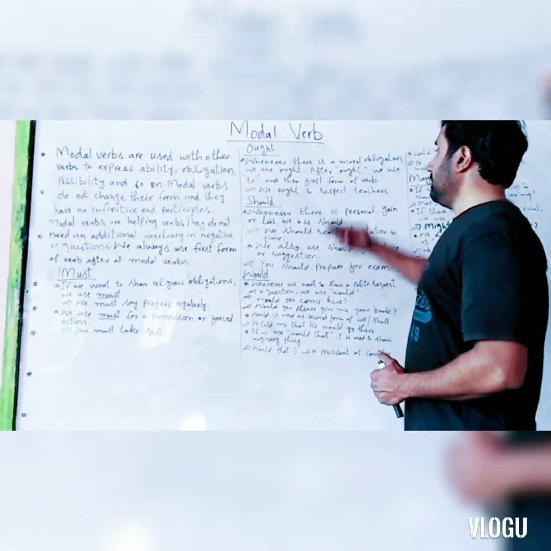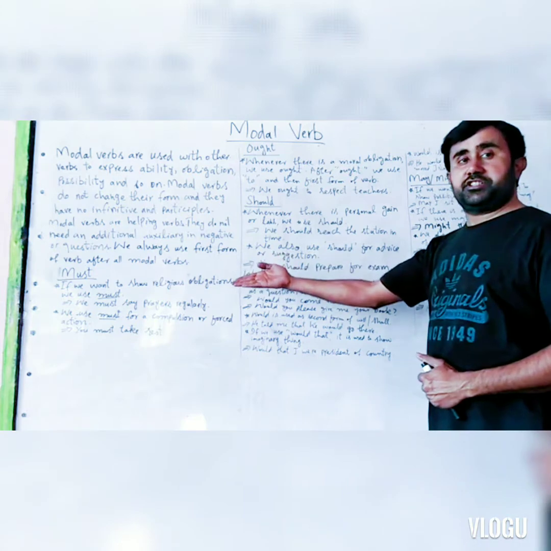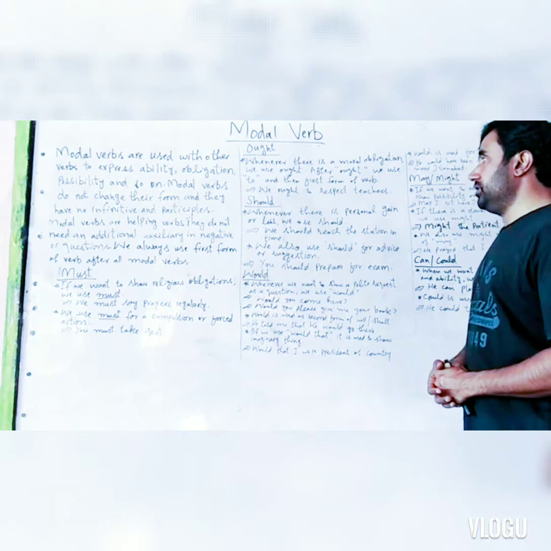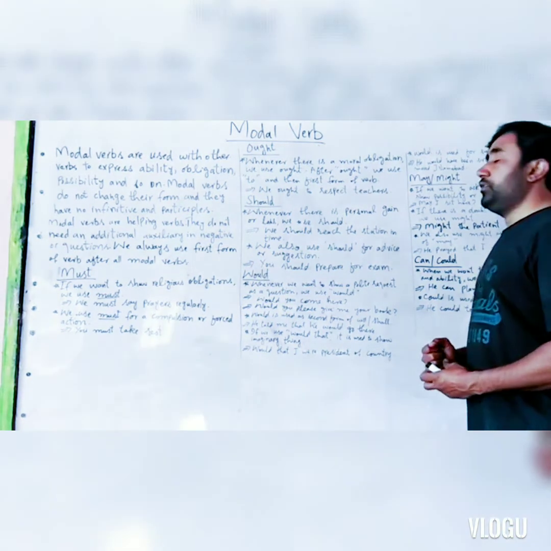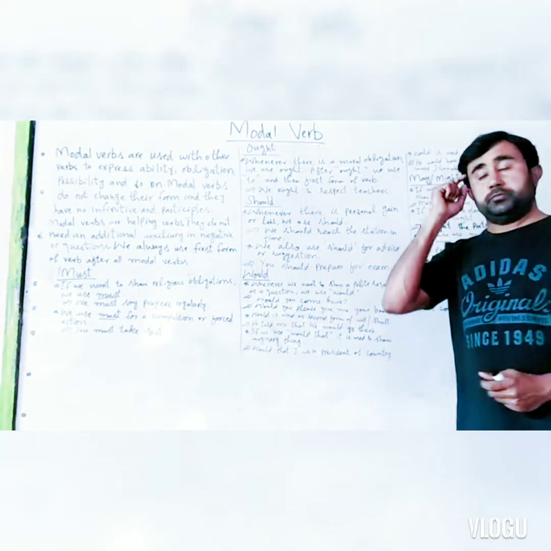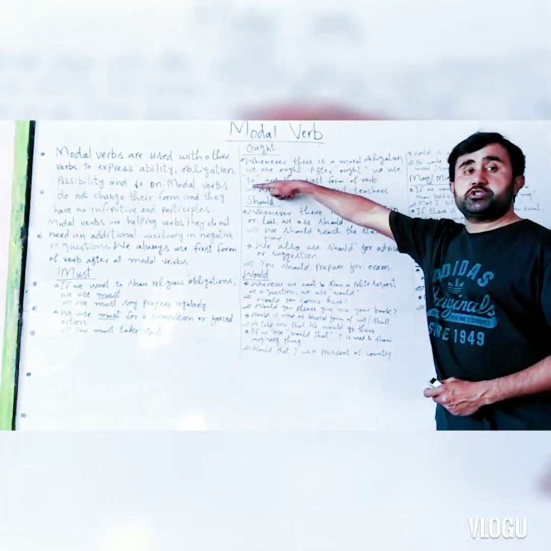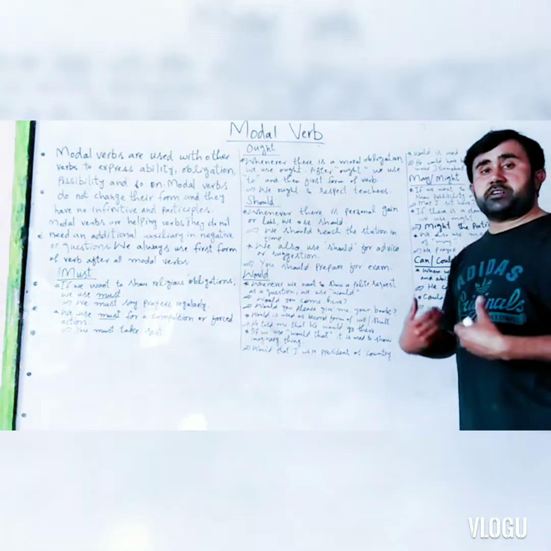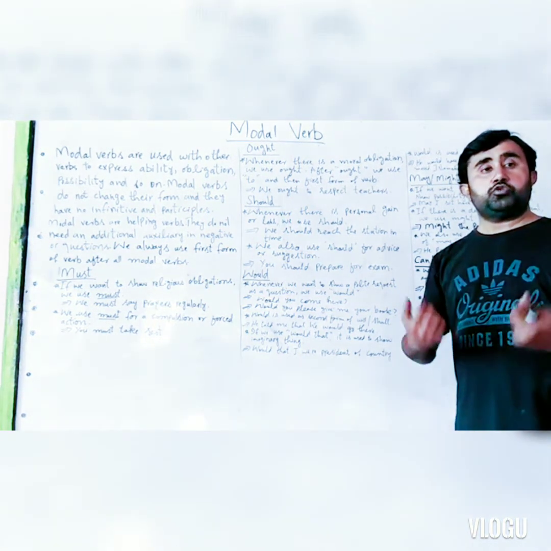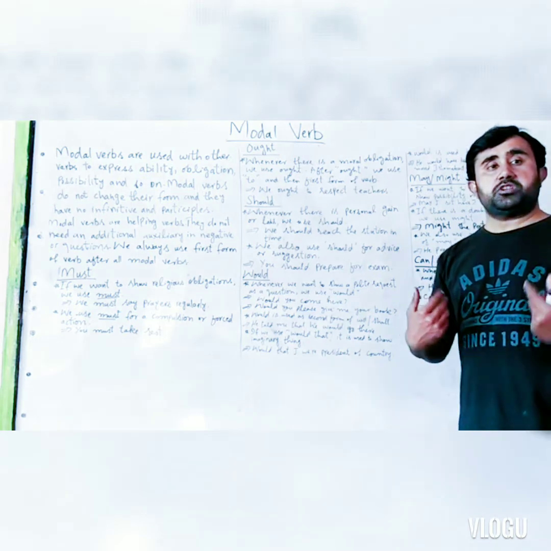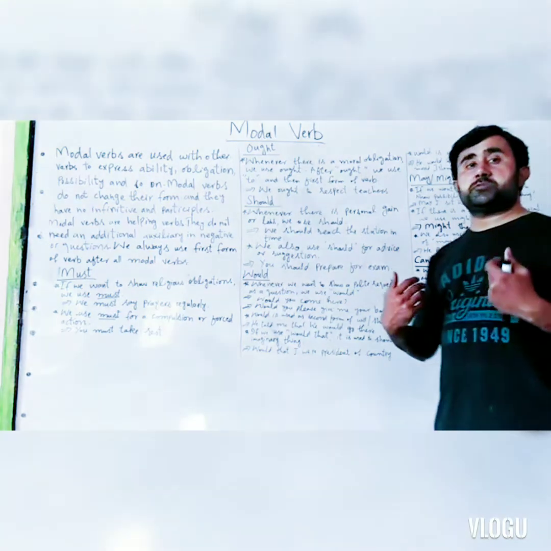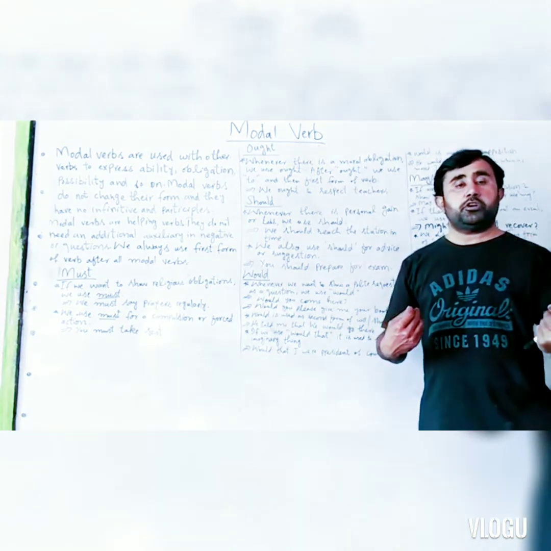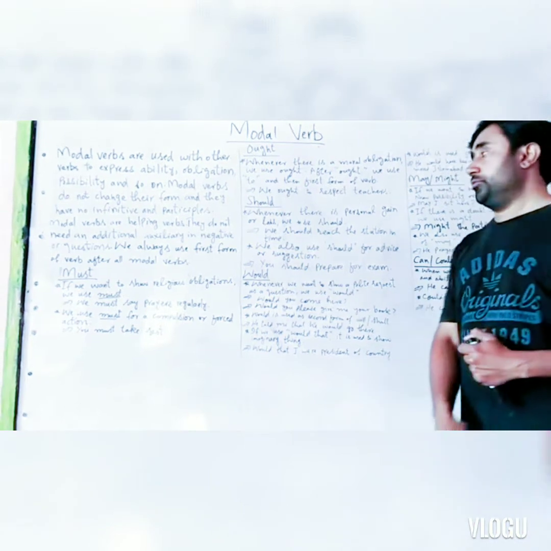The other modal verb is ought. Whenever there is a moral obligation, we use ought. Must is used for religious obligation and ought is used for moral obligation. After ought, we use to, and then the first form of the verb. We ought to respect our teachers. We ought to obey our parents. We ought to respect our elders. So whenever we talk about moral obligations, we use ought to.